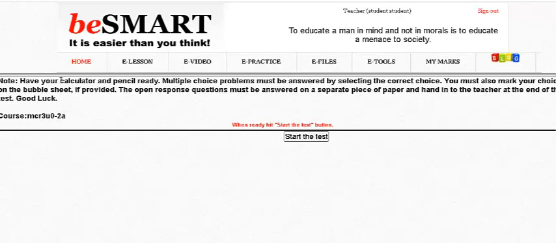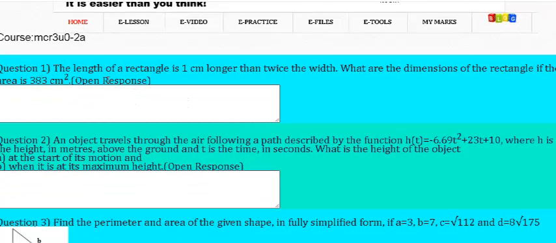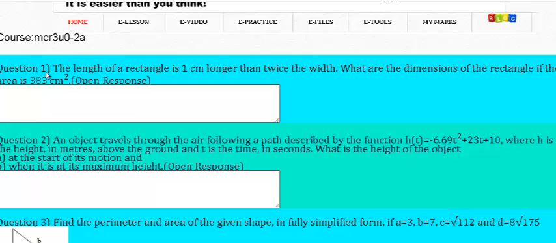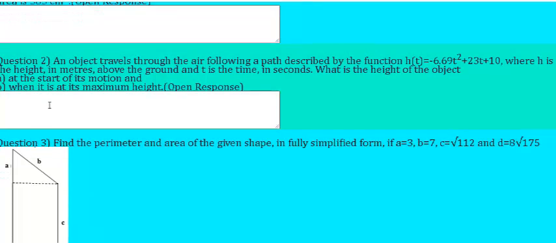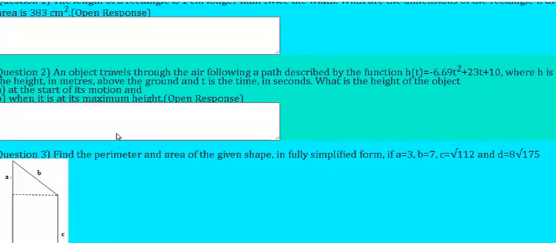Now it tells you to have your calculator, pencil ready, your notebook, and your test is not going to be multiple choice. Your test is going to be all open response questions. So you click on start the test when you're ready. Now, you will see the questions that you have to answer. You don't need to put anything inside the boxes here. The only thing you have to do is that you have to write down very neatly the solution to each of these problems, 1, 2, 3, 4, and 5 in your notebook.